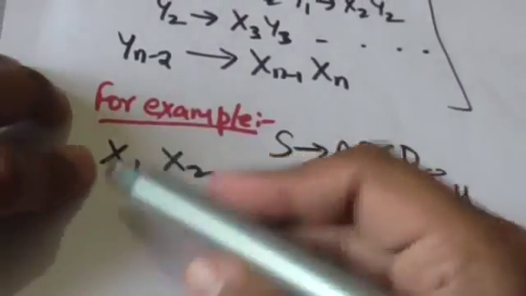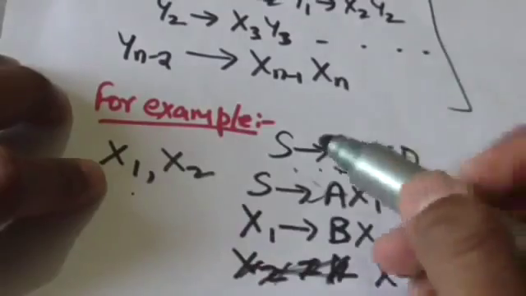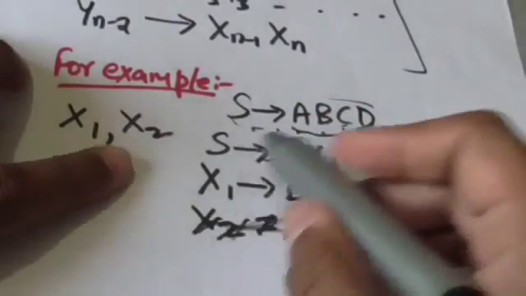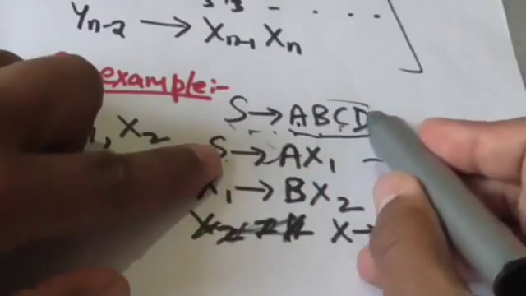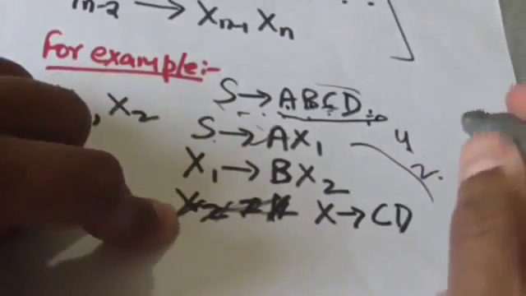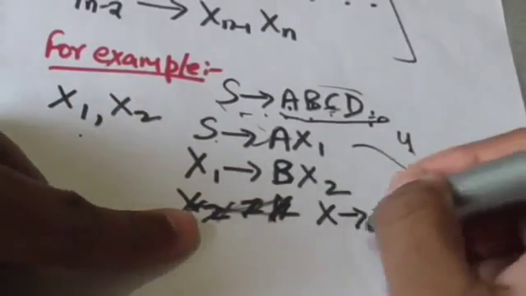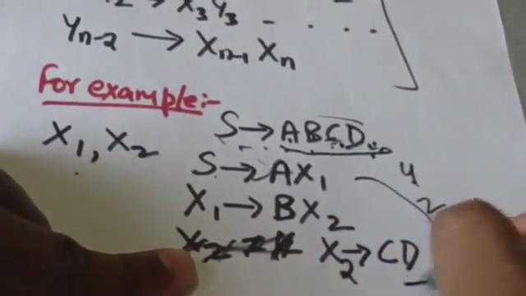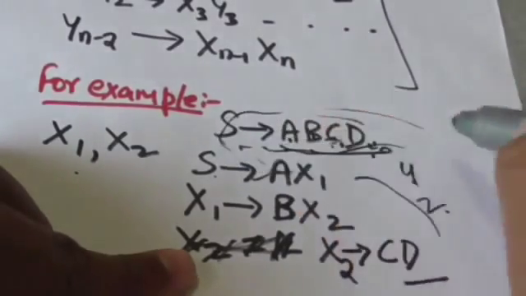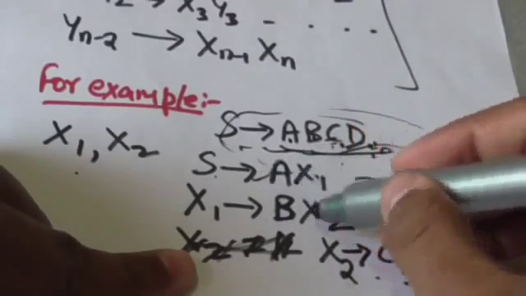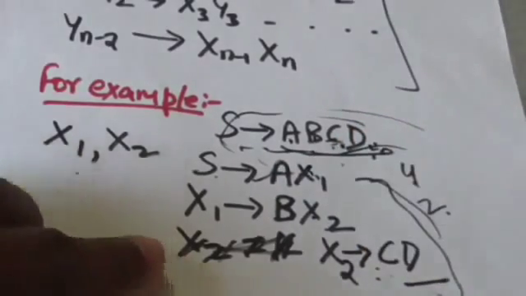So we will add 2 new variables x1 and x2 to the set of variables V, and replace this production rule by these production rules. S derives A x1, x1 derives B x2, and x2 derives C D, right? So we will replace this production from grammar G by these three productions. Now see, these three productions are in Chomsky normal form.